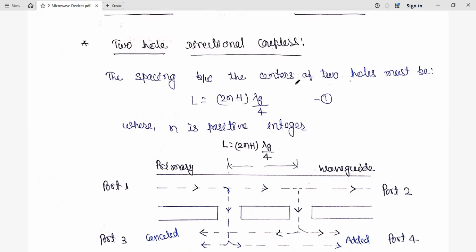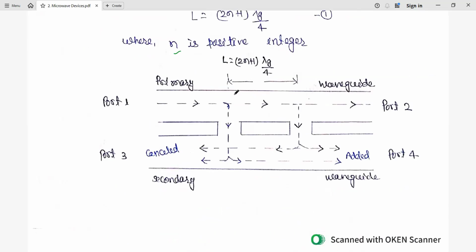That is the spacing between the centers of the two holes. Earlier we wrote that if n equal to 0, then it is lambda g by 4. But if you write in general, what can be the separation between two holes? That is L equal to (2n plus 1) times lambda g by 4, where n is any positive integer. This is the general expression. So with the primary waveguide, secondary waveguide, and hole 1 and hole 2, the separation is (2n plus 1) into lambda g by 4.